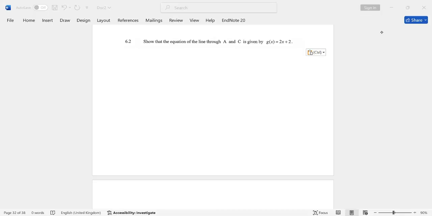The next question is 6.2. Show that the equation of the line through A and C is given by g of x equals 2x plus 2. All right. So the points A and C are the intersection points of f of x and g of x.